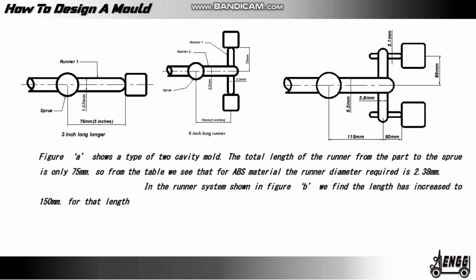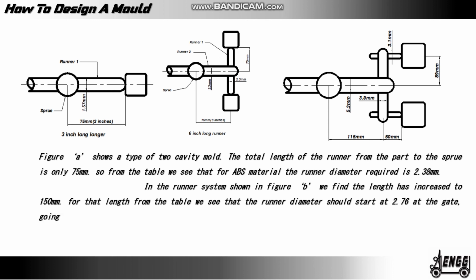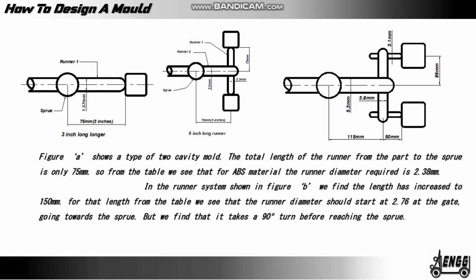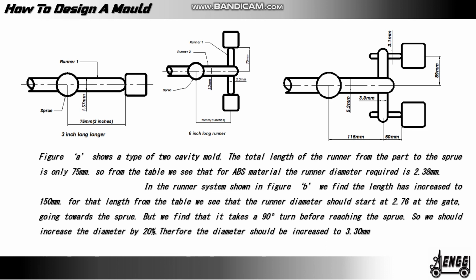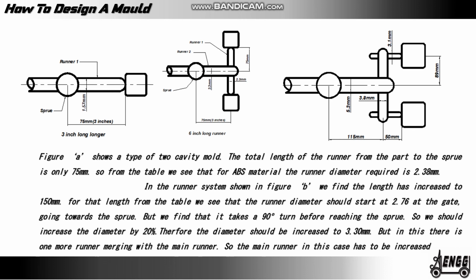For that length from the table we see that the runner diameter should start at 2.76 at the gate, going towards the sprue, but we find that it takes a 90-degree turn before reaching the sprue. So we should increase the diameter by 20%. Therefore the diameter should be increased to 3.30. But in this there is one more runner merging with the main runner. So the main runner in this case has to be increased by 40%. So the main runner diameter should be changed to 3.86.